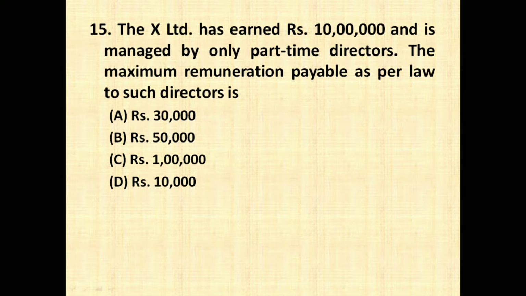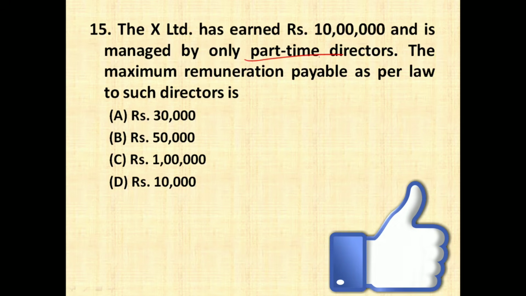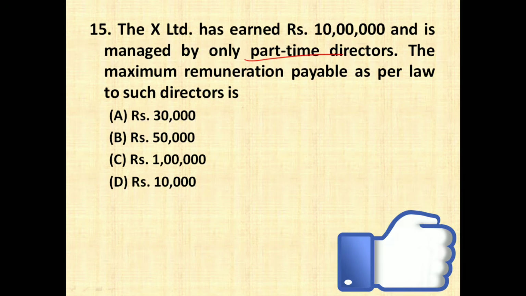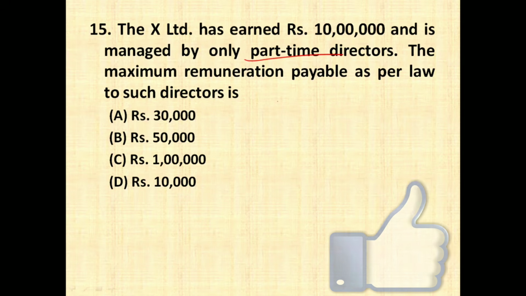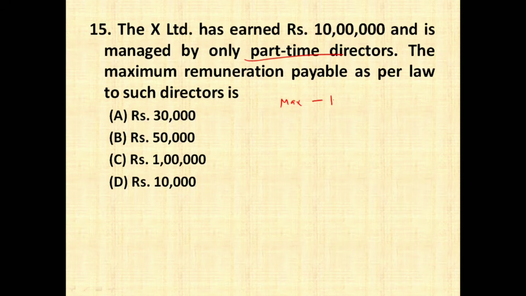The next question is X Limited has earned rupees 10 lakh and it's managed by only part-time directors. The maximum remuneration payable as per the law to such directors is rupees 30,000, 50,000, 1 lakh, 10,000. Now the rule says the maximum amount of remuneration to be paid to all directors together is 11% of the net profit. Now there are some small rules which you have to remember. First rule, if the company has a managing director, then it can pay 5% maximum to the directors. If the company has 2 or more managing directors or whole time directors, then maximum it can pay 10% to all the directors. But in this question they say that there is no managing director nor whole time director, only part time directors are there in the company.